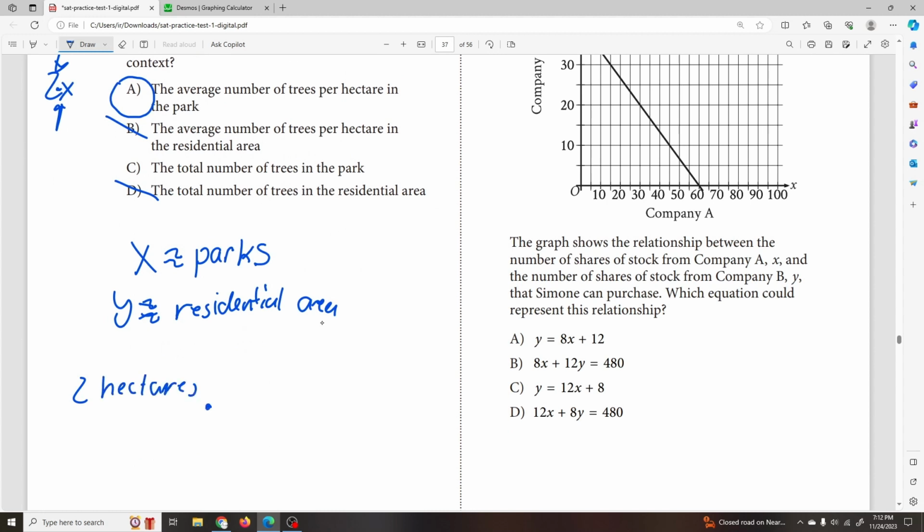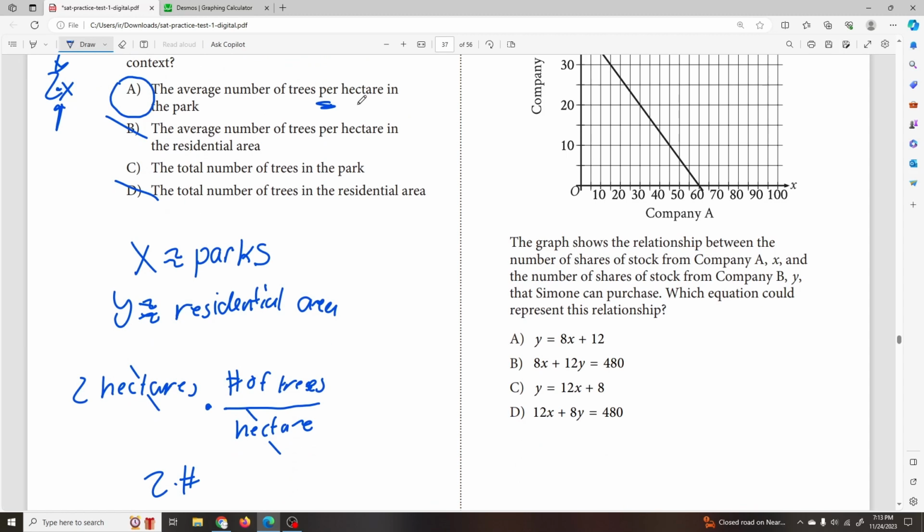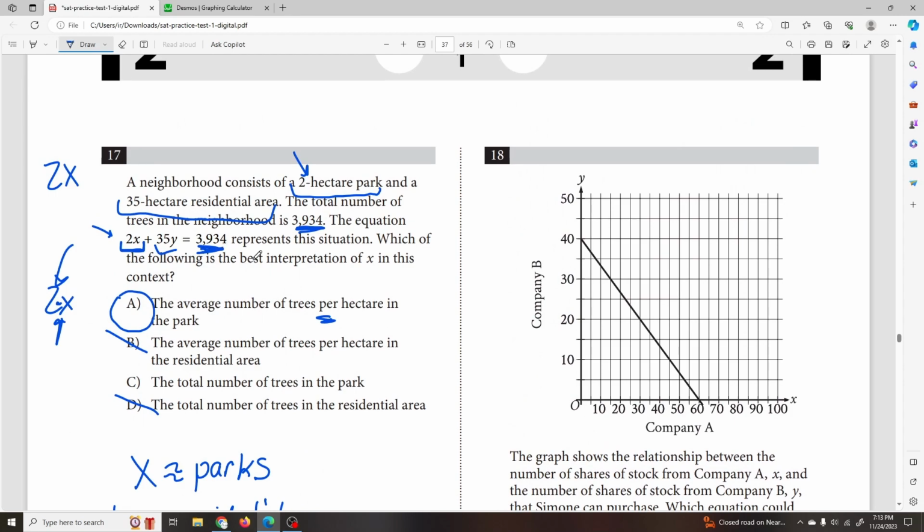You can multiply this by the number of trees per hectare, remember, per means divide. And think about it, look at this. When we multiply these, the hectare up here and the hectare down here cancel, and you just have 2 times the number of trees, right? So really, x has to be the average number of trees per hectare, because that's the only way you get rid of this hectare, and you're only left with the number of trees, which is what 3,934 represents.